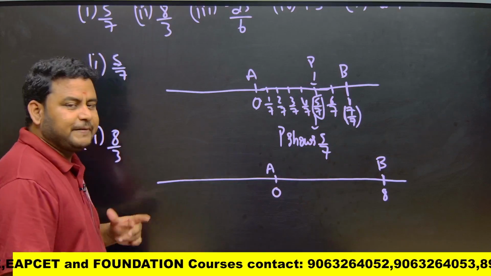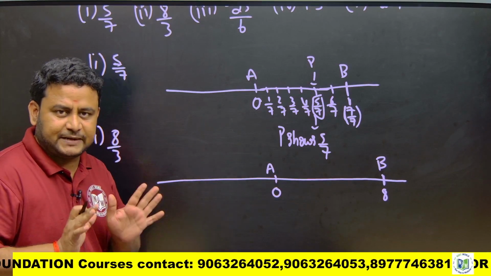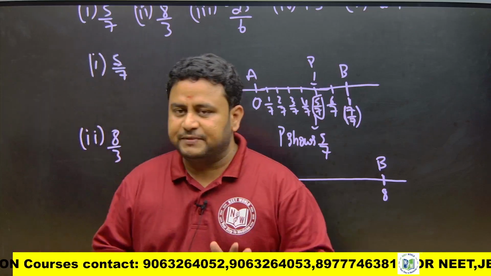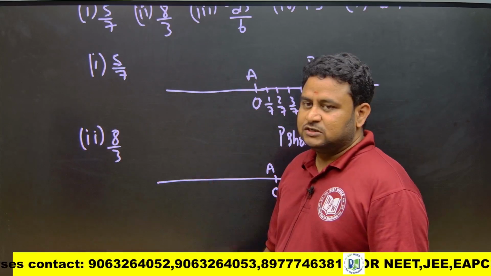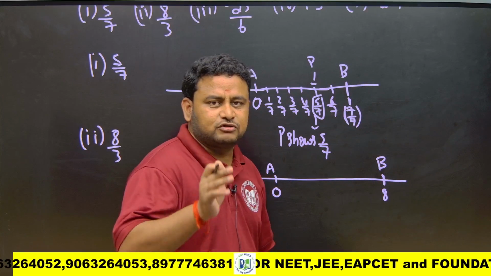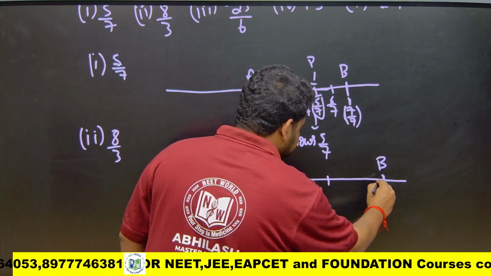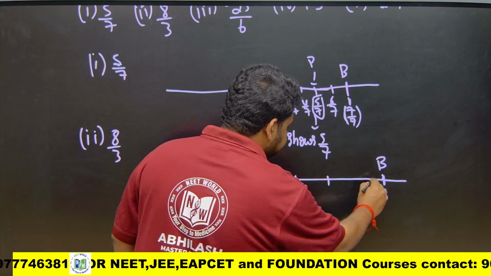Okay. Now how many parts do you have to divide into? That always depends on the denominator. Here what is the denominator? That is 3. So we have to divide between A and B into how many equal parts? We have to divide it into 3 equal parts. Let me divide: 1, 2, and this is the third part. First part, second part, this itself is the third part.